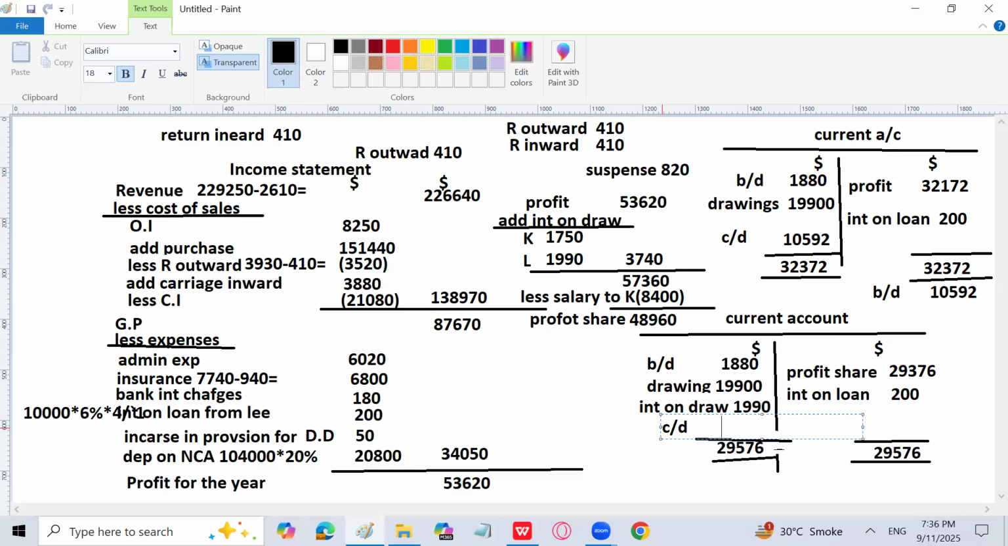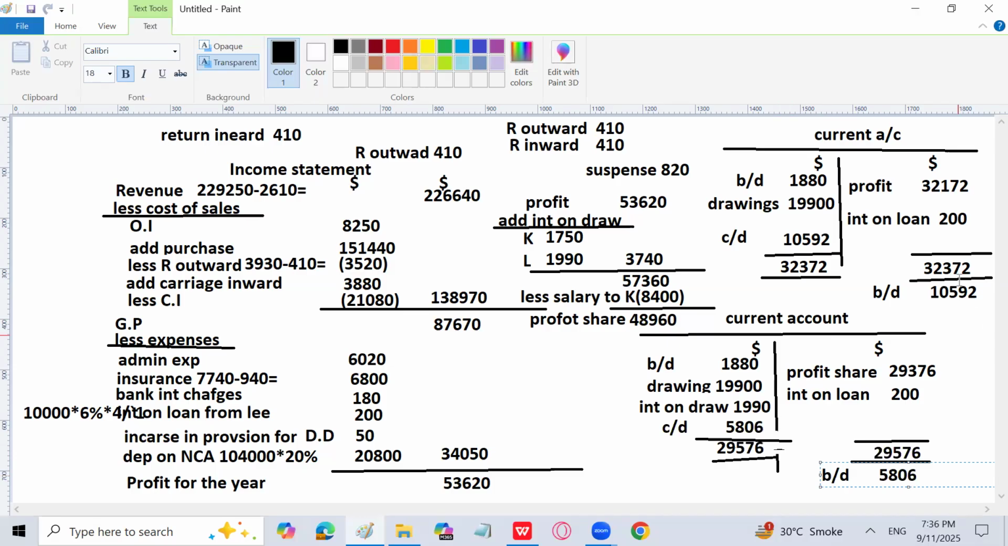29576 minus 5806 is 19,900. 5806 is the balance, and that will become the brought down balance of the next year or month, 5806.